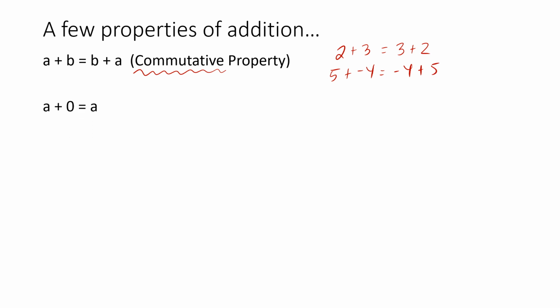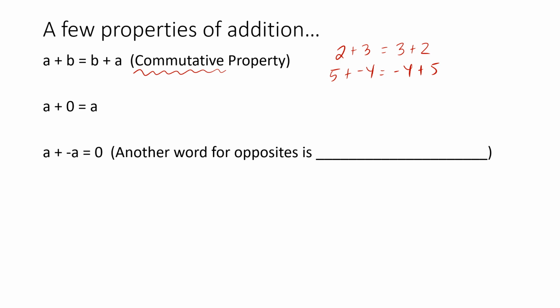a plus 0 is equal to a. Sometimes you'll hear that called the identity property. a plus -a is equal to 0. And another word for opposites is additive inverses. Now, the chances that you need that vocabulary, additive inverses, is kind of small, but there it is. So opposites are also known as additive inverses, meaning that when you add them, you get what's called the additive identity, which is 0.